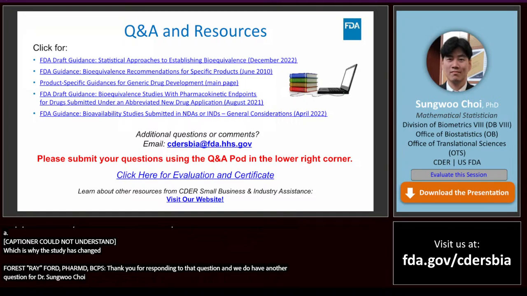What is the difference between population BE and a normal BE study, and in which scenario is a population BE required?